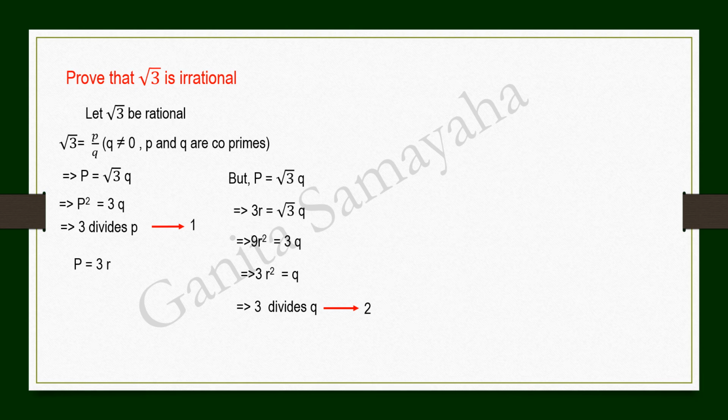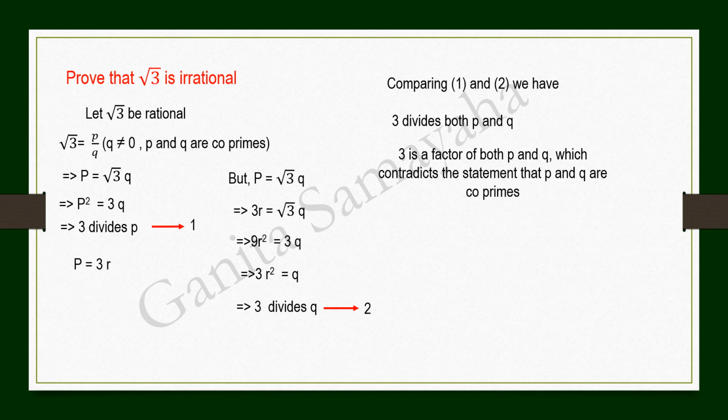So, statement 1 we have 3 divides P. Statement 2 we have 3 divides Q. This is what we have to establish, children. Okay. So, comparing, the rest is just you have to write down what you have understood. Comparing 1 and 2, we have 3 divides both P and Q. 3 is a factor of P and Q, which contradicts the statement that P and Q are co-primes. So, our assumption that root 3 is rational is wrong.